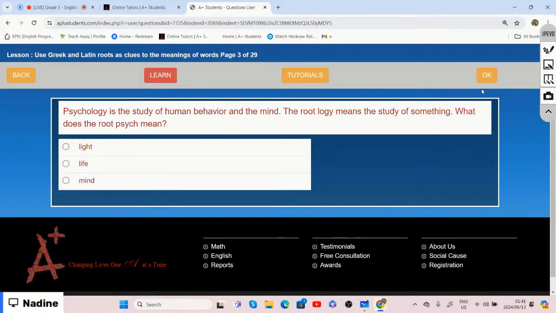Go back to what the meaning of psychology is. Psychology is the study of human behavior and the mind. If logi means the study of something, what does psych mean? Does it mean light, life, or mind?